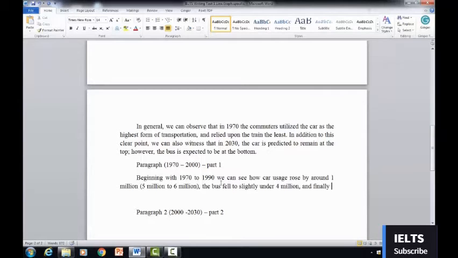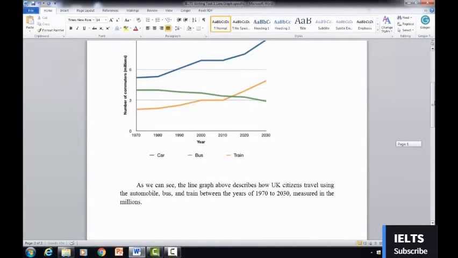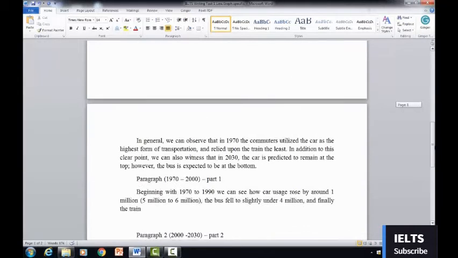And finally, the train, right, the train is the orange line. The train made a slight increase from about, well, I would say about 2 million to about 2.5 million. We're making estimates, right?